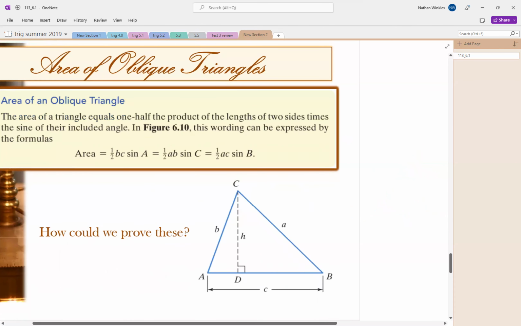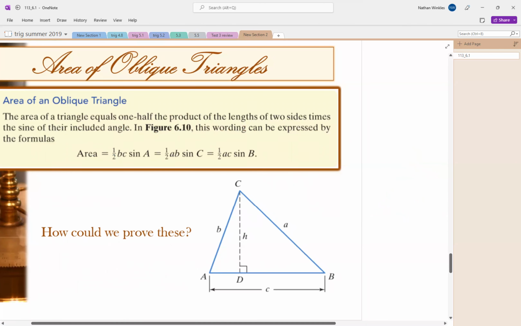So, the area of an oblique triangle. The area of a triangle equals 1/2 the product of the lengths of two sides times the sine of their included angle. So in this case, area is equal to 1/2 side B times side C times the sine of angle A, or 1/2 side A times side B times the sine of angle C, or 1/2 times side A times side C times the sine of angle B.